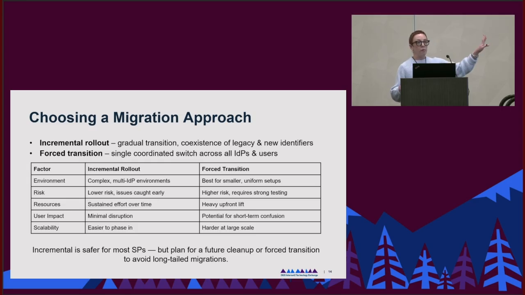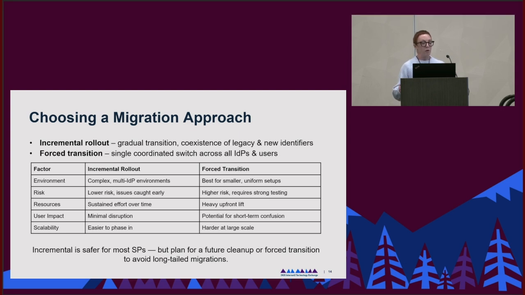So we would probably err on the side of an incremental rollout, where, as I mentioned earlier, we would prompt the IDPs that we work with to send us both their legacy and their new subject identifiers at once for a particular period of time so we can ensure that we effectively map them together.